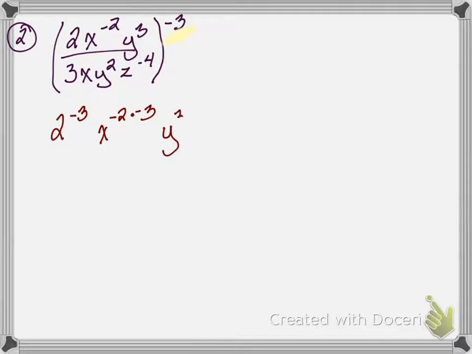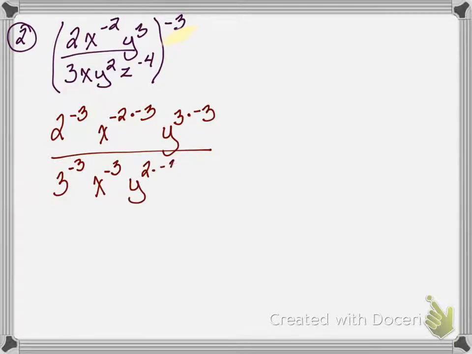Then I've got y to the third times negative 3, and that's my numerator. My denominator is 3 to the negative third, x to the negative third, y to the 2 times the negative 3, and z to the negative 4 times negative 3. Okay, so I'm going to go ahead and simplify. I'm not going to move things to the numerator and denominator yet. I'm just going to start simplifying. So I've got 2 to the negative 3.